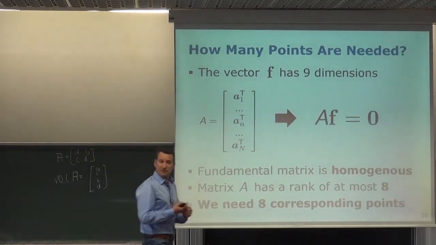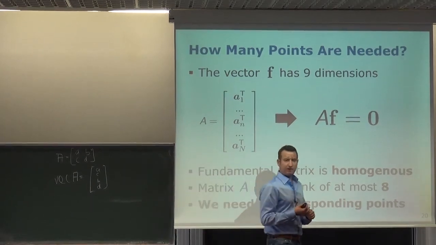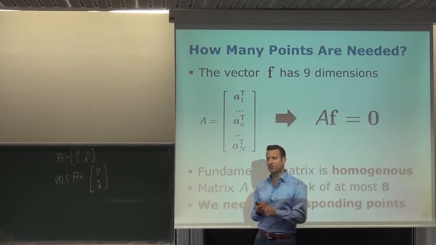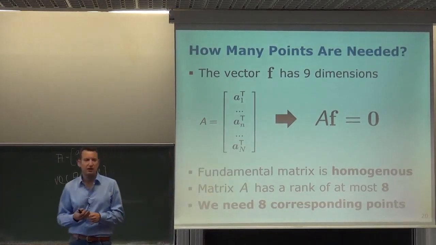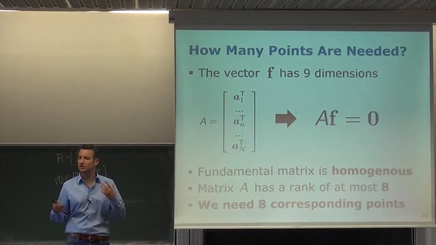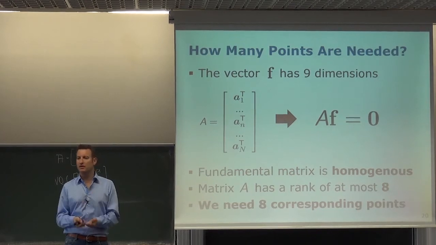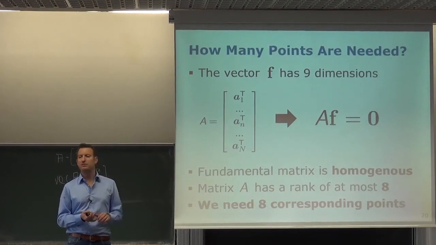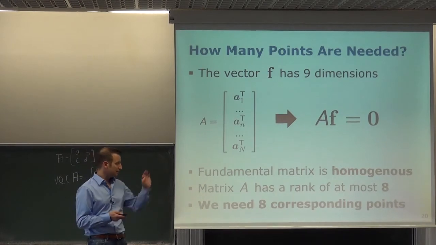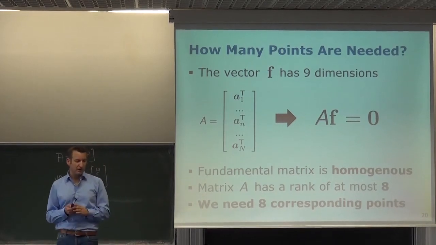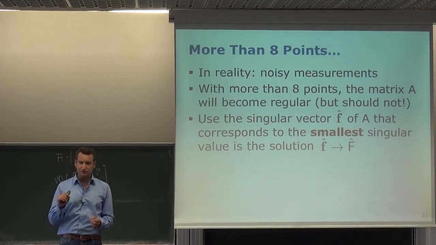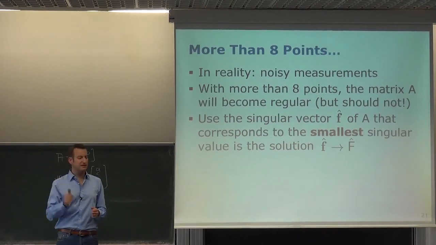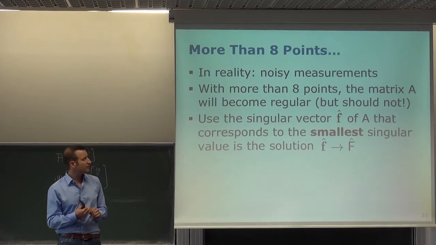Okay, but if I have 8 corresponding points, that's fine, but I may have more corresponding points. And the more corresponding points I have, the better my estimate of the fundamental matrix should be, because there's always noise involved. The locations of these corresponding points are never perfectly determined. So in reality, we have noisy measurements. We cannot locate the individual corresponding points in our images with infinite precision.